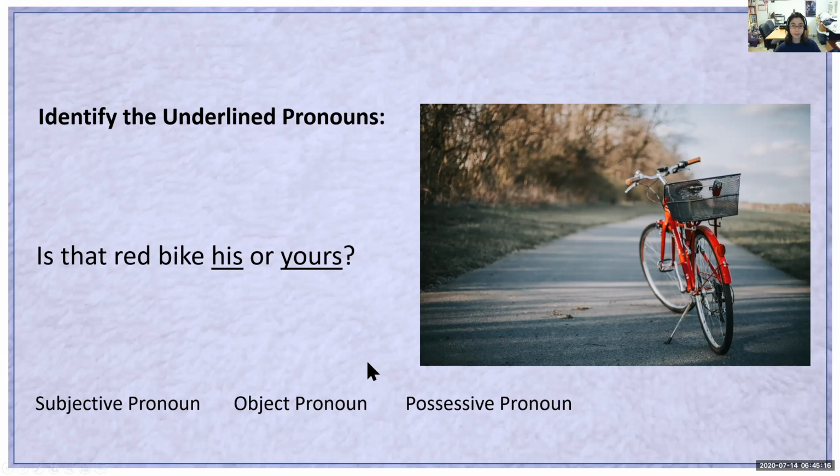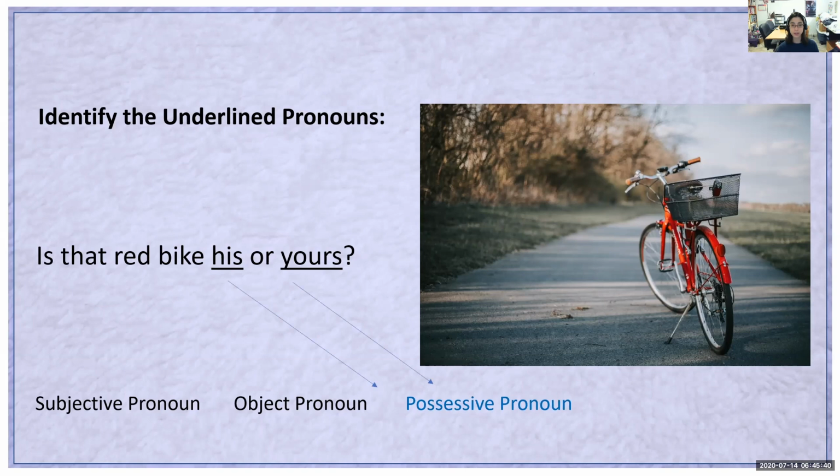If you said that his is a possessive pronoun, you are correct. What about yours? Subjective, objective, or possessive? If you said that yours is also possessive, you are correct. His and yours both demonstrate ownership of that red bike. It's asking, who owns that bike? Is it him or is it you? So is that red bike his or yours?